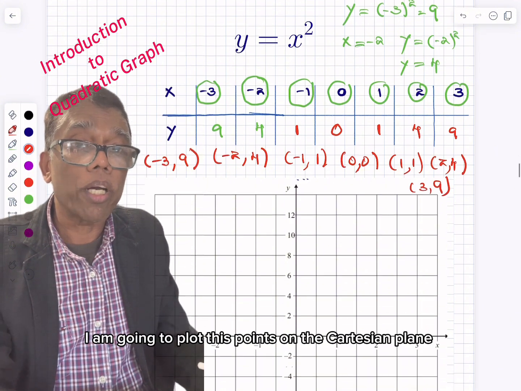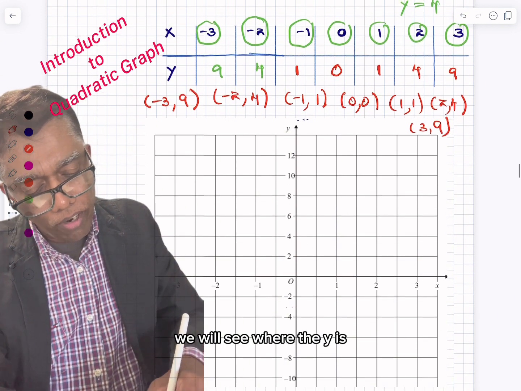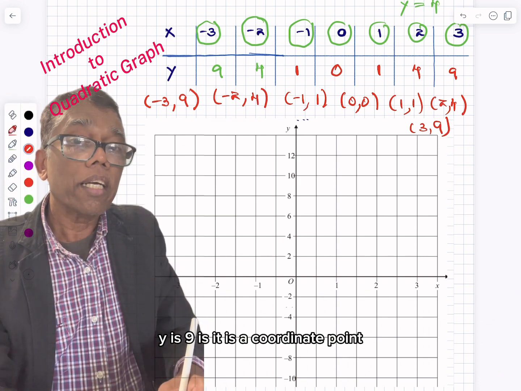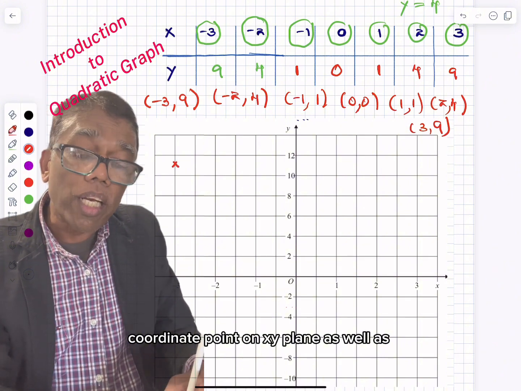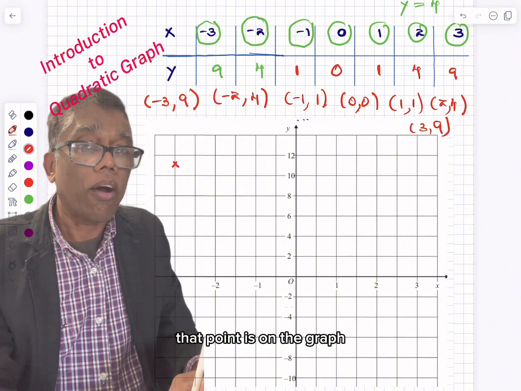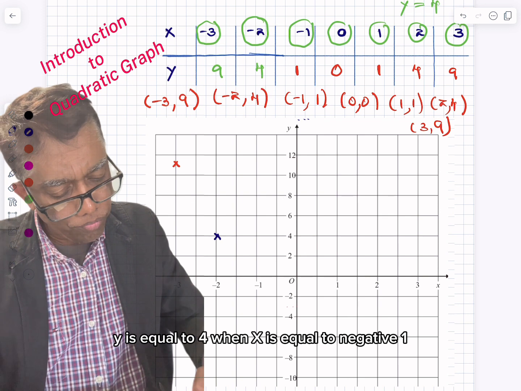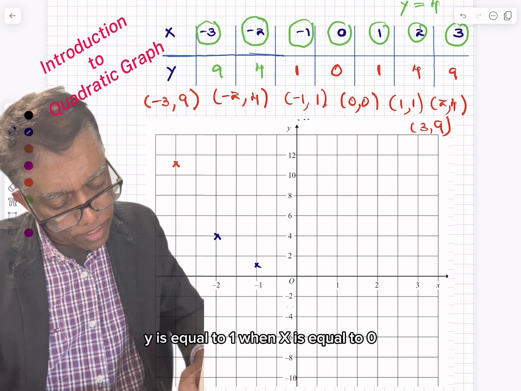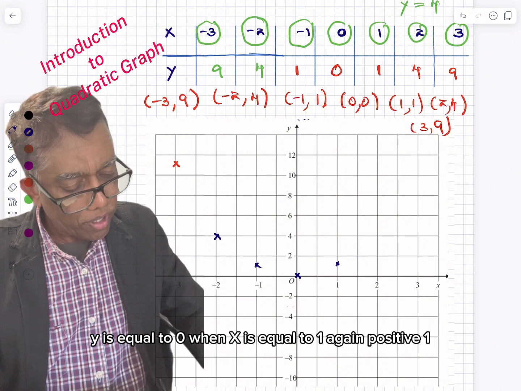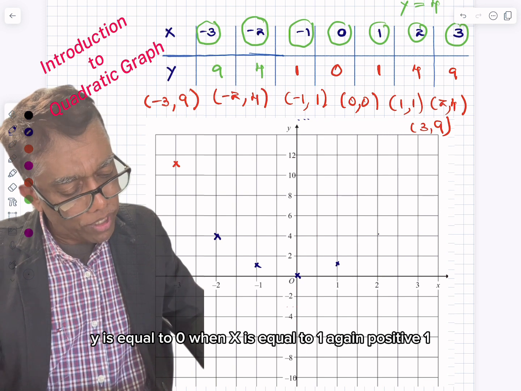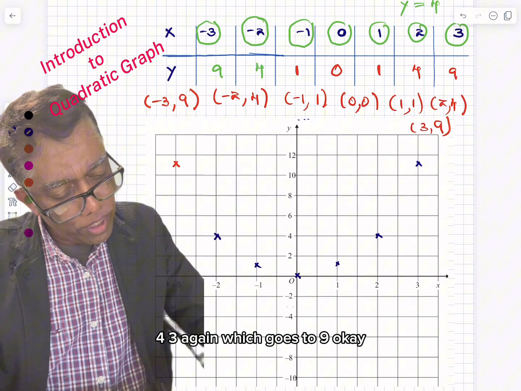I am going to plot these points on the Cartesian plane. When x is equal to negative 3, we will see where the y is 9. It's a coordinate point on the xy plane, as well as that point is on the graph. When x is equal to negative 2, y is equal to 4. When x is equal to negative 1, y is equal to 1. When x is equal to 0, y is equal to 0. When x is equal to 1, again positive 1; 2, 4; 3, again which goes to 9.